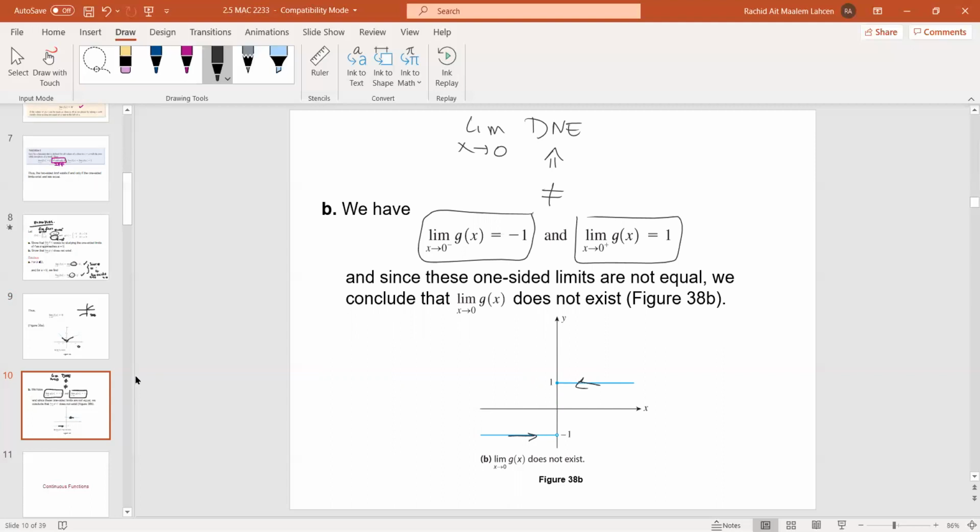So let's not confuse the one-sided limit with the whole limit. The left-sided limit exists, it's -1. The right-sided limit exists, it's 1. But the limit as x approaches 0 as a whole does not exist. And that gives us a really good, precise idea about the graph and the function.